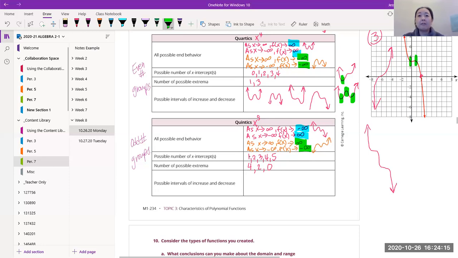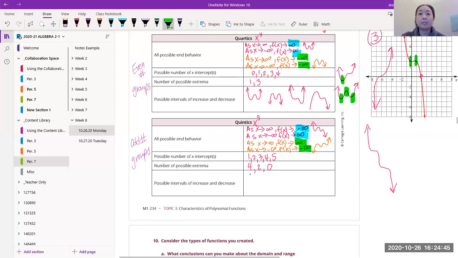And then for the number of possible x-intercepts, since it's quintic, we can go all the way up to 5. We cannot do 6 because it's not possible. So the possible number of x-intercepts is 1, 2, 3, 4, and 5. Remember, we cannot have 0, because one arm is going down and one is going up. At any point, it will cross the x-axis at least once.